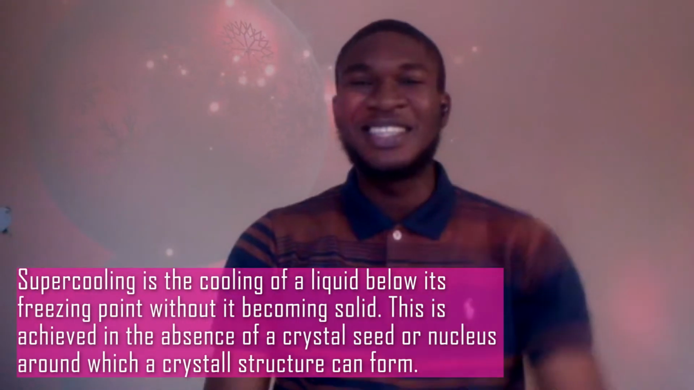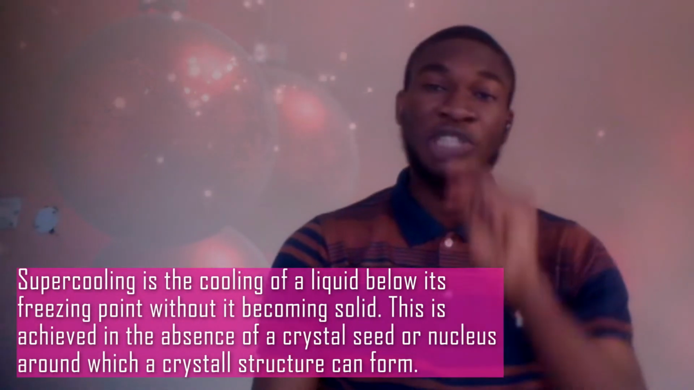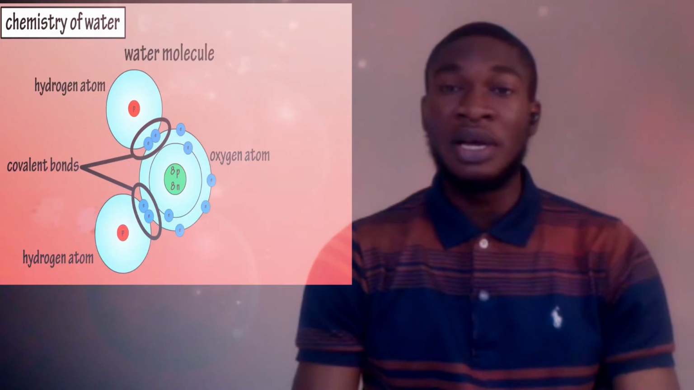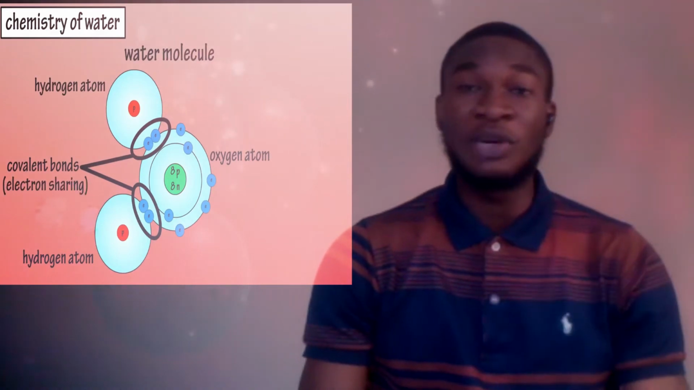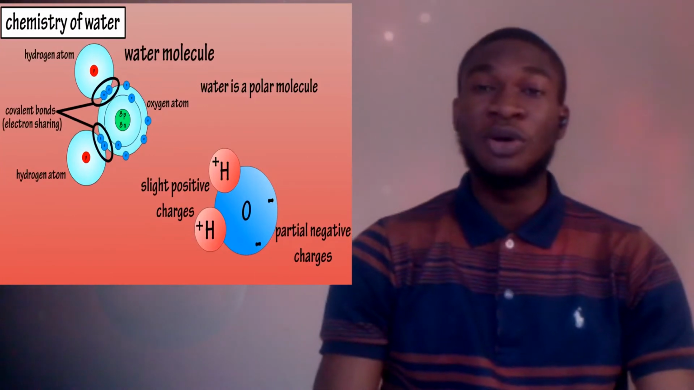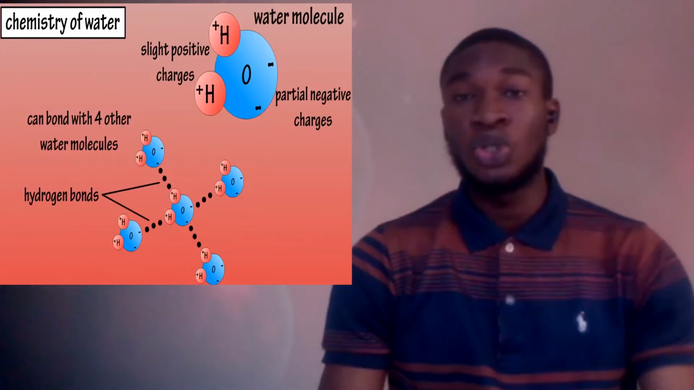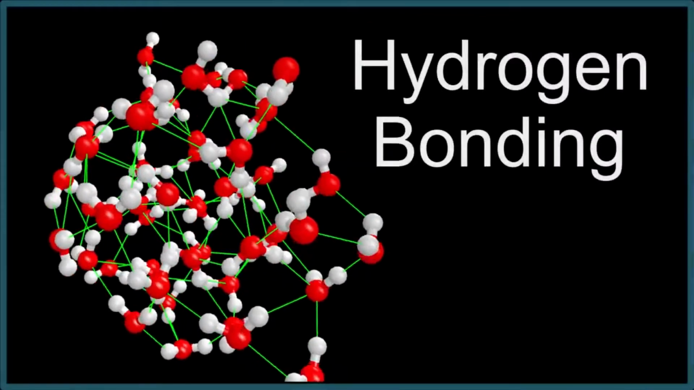Alright guys, now let's see how ice is formed. Water as a molecule is made up of two hydrogen atoms and one oxygen atom. And the water molecule is a dipole, that means the hydrogen and oxygen atoms have polar bonds. Because of this, the hydrogen atom of one water molecule can be attracted to the oxygen atom of another water molecule, hence forming hydrogen bonds.